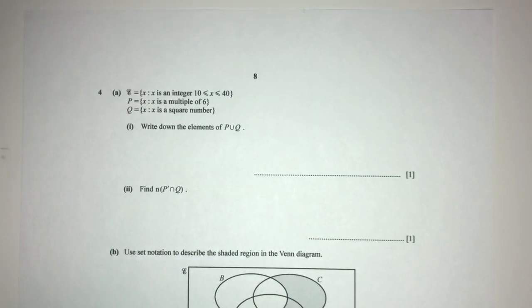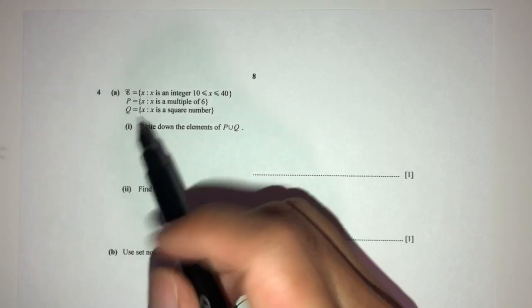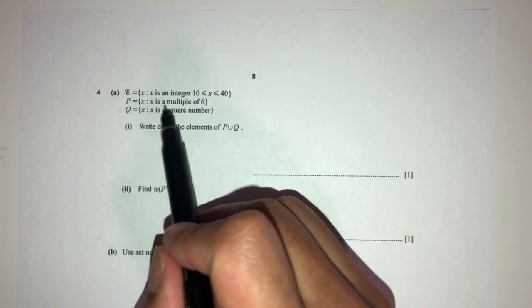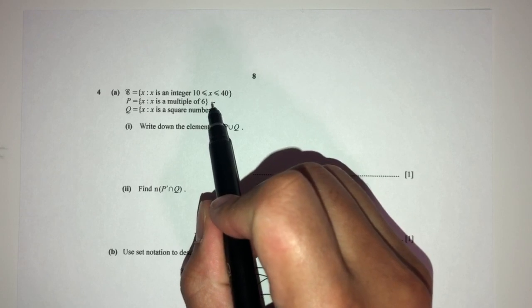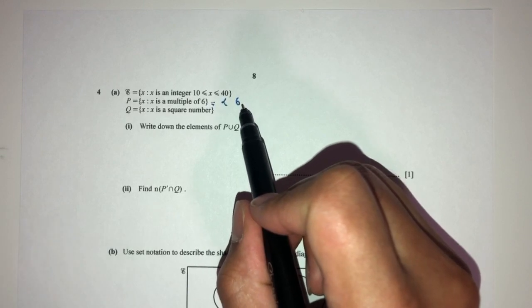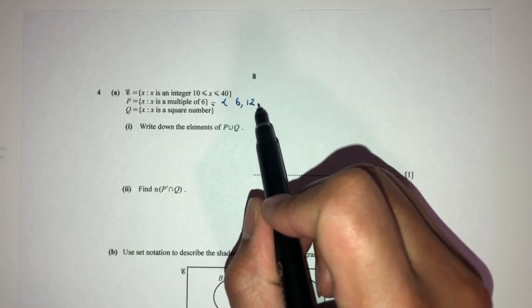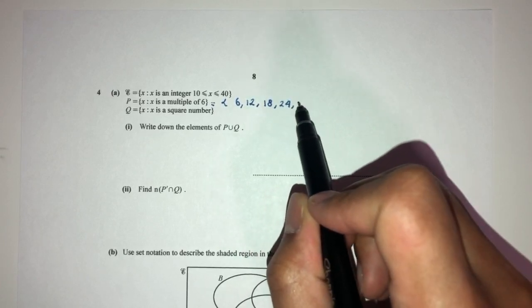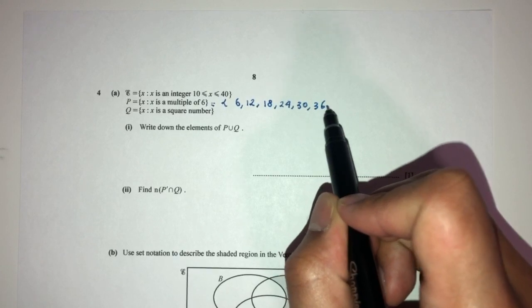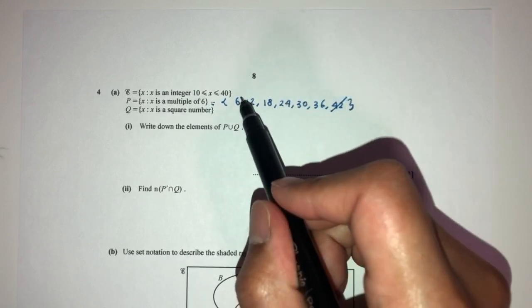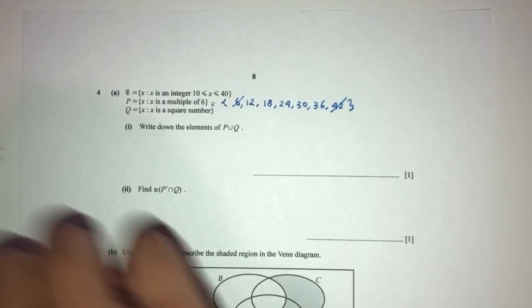So now let's move on to question number 4. Here we have a set question. The universal set is any integer between 10 and 40, inclusive of 10 and 40 as well. P is a multiple of 6. So we can try and list down the values for P. That would be 6 times 1, 6 times 2, 6 times 3, 6 times 4, 6 times 5, 6 times 6, 6 times 7. But as you can see, these two values will be outside, so we only have these ones.